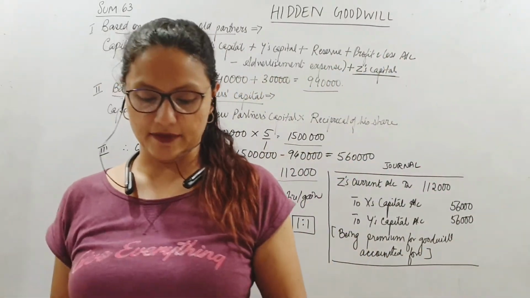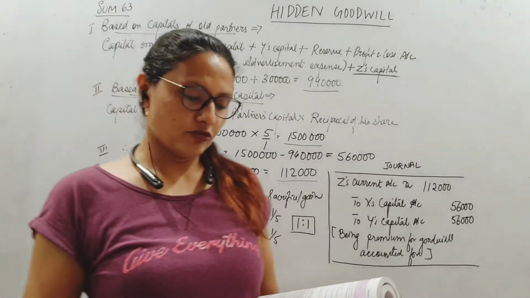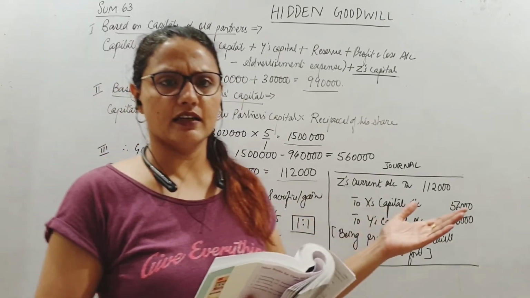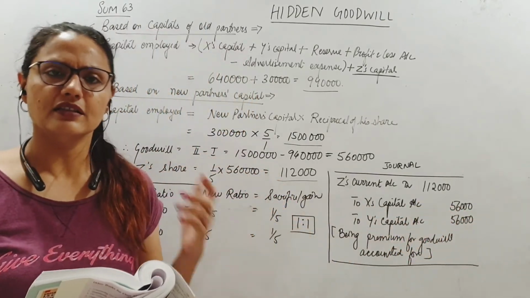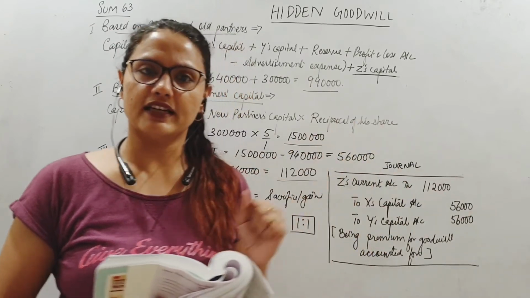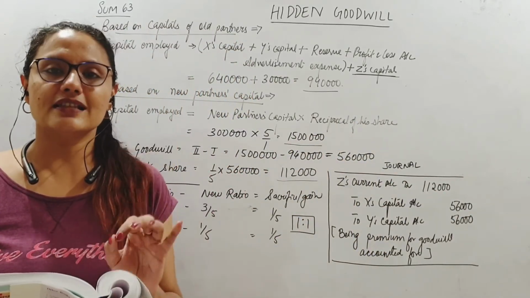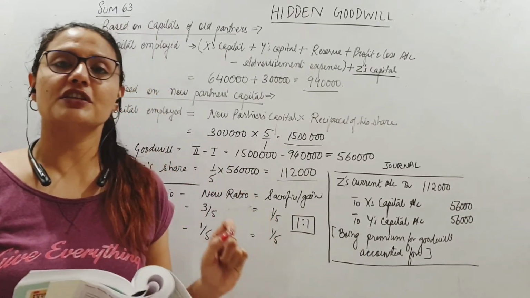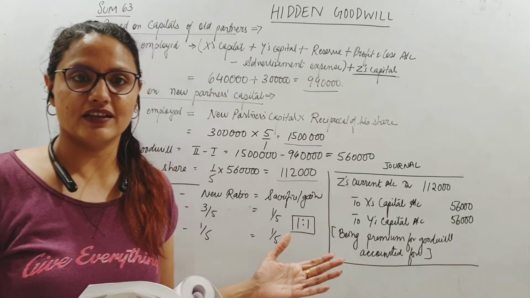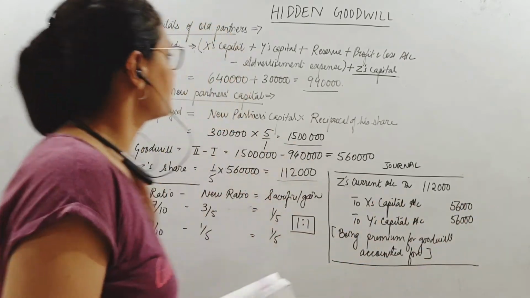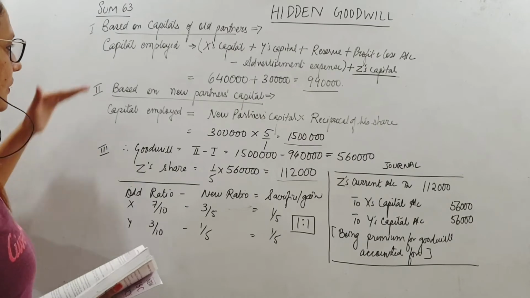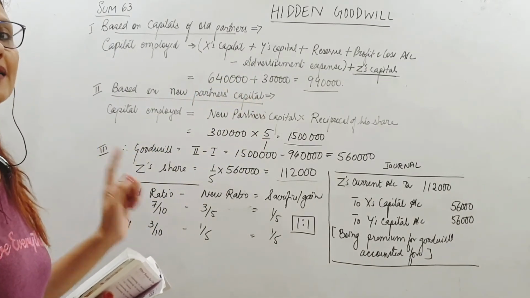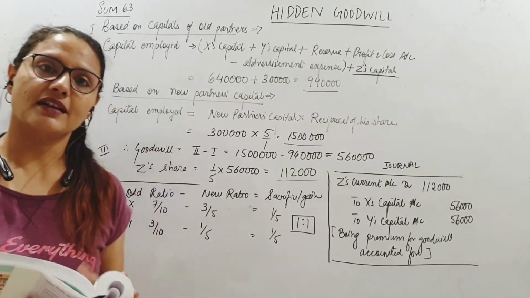Z premium. Okay. So you have been asked to pass the journal entry for recording goodwill only. So we need not pass the entry for Z bringing in capital. Sirf goodwill ka entry bola hai, toh sirf goodwill ka entry pass kar diya. Correct? So this is how you will find hidden goodwill. When you have been asked to calculate or pass entry for goodwill, but there is no other information given in the sum, capital employed nikalo and go with this method. 1, 2, 3. Go stepwise, write it properly so that you can apply the same procedure in all the sums.